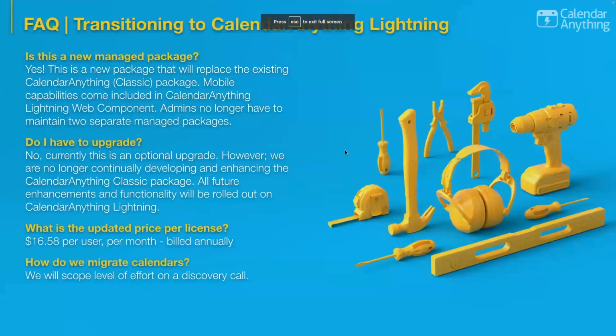So I'm going to hop back in here and talk a little bit about transitioning to LWC. So we have quite a few clients that are still on our legacy package, CalendarAnything Classic. And as you just saw with our availability demo, there is a ton of functionality that is rolling out in LWC: multi-level conditional coloring, definitely availability scheduling. There's so many different things that have rolled out over the past 2 or 3 years that you definitely don't want to be missing out on.